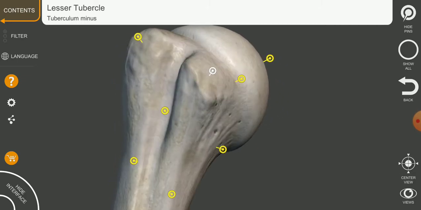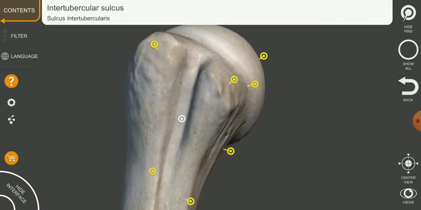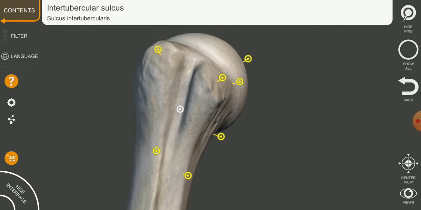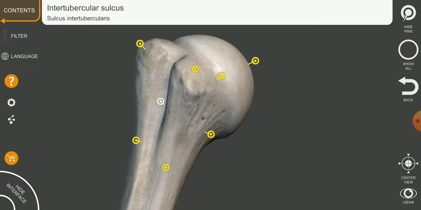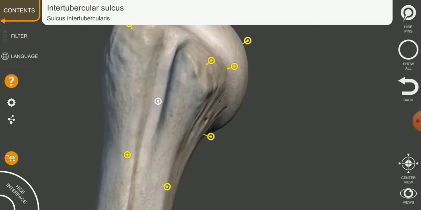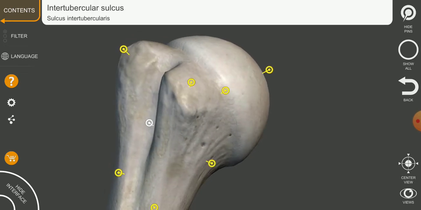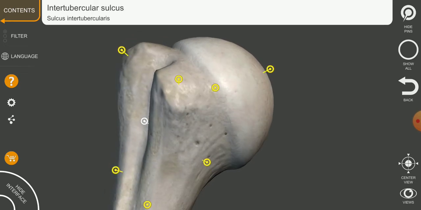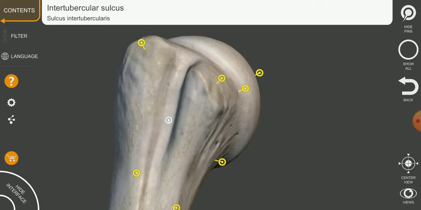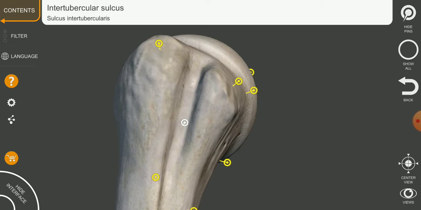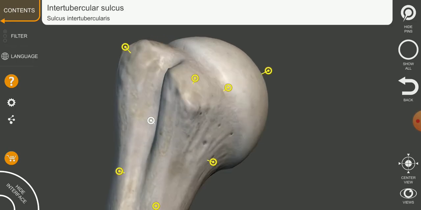In between the greater tubercle and the lesser tubercle there is a sulcus, the intertubercular sulcus, because it is present between the two tubercles. The structure which passes through the intertubercular sulcus is the long head of the biceps brachii muscle. The biceps brachii is present in the anterior compartment of the arm, and it has two heads, the long head and the short head. The long head goes through this sulcus above and attaches to the scapular area.